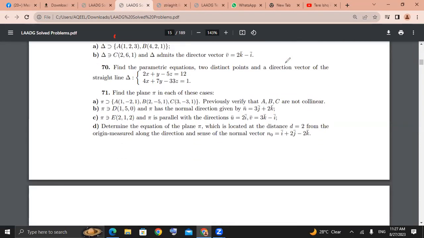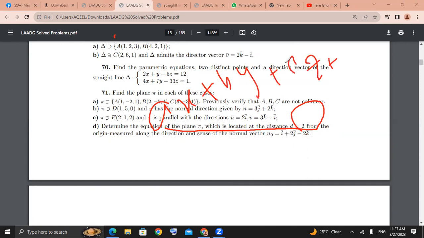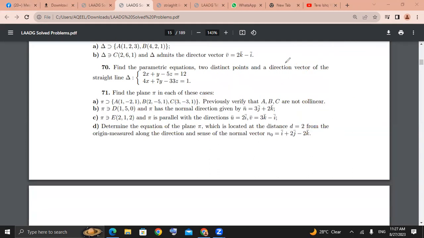Now the next step is about the D part. It says to determine the equation of the plane which is located at a distance d, where, as I have told you, ax plus by plus cz plus d is equal to 0. This is also the equation of a plane where d is some constant number. So here he says that d is equal to 2 from the origin, measured along the direction sense of the normal vector, and he gave these vectors.